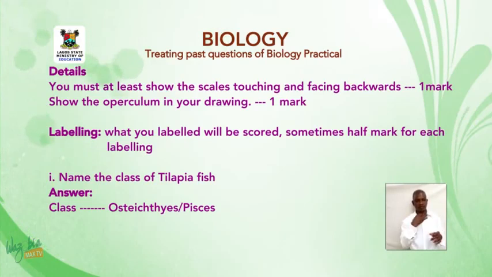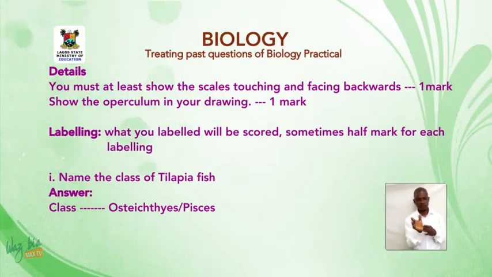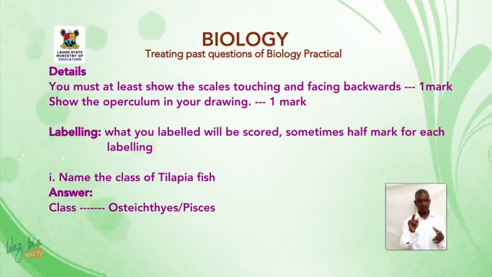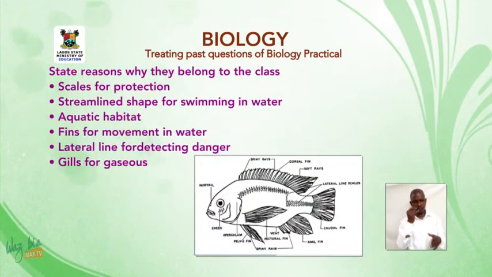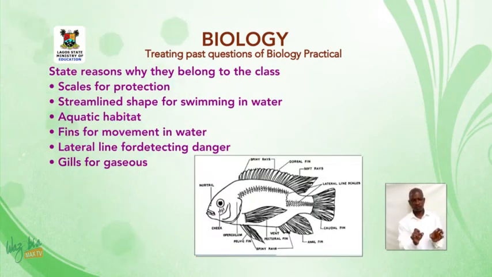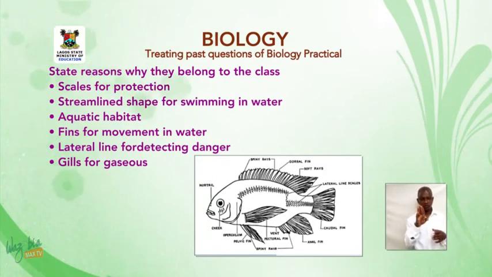Now another question. Name the class of tilapia fish. Tilapia fish is class Pisces. Another question. State the reasons why they belong to the class.